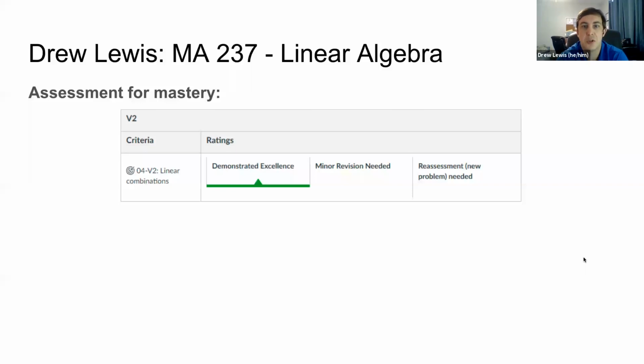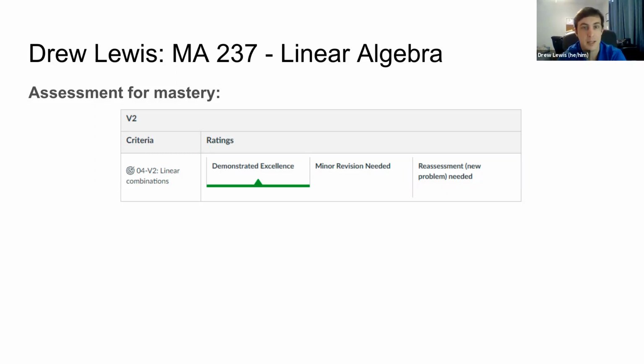And then I have 2 options for, okay, well, I didn't demonstrate excellence, what next? Sometimes they just need a minor revision. A lot of times what this looks like for me in a math class is they have maybe a notation error, right? One of the things I do want them to work on is their writing and communication, but that's not directly tied to the standard.